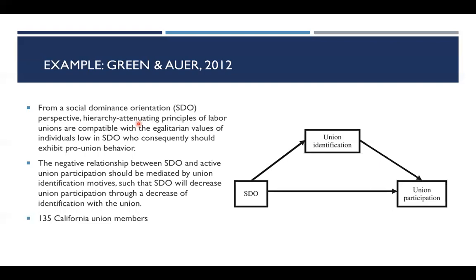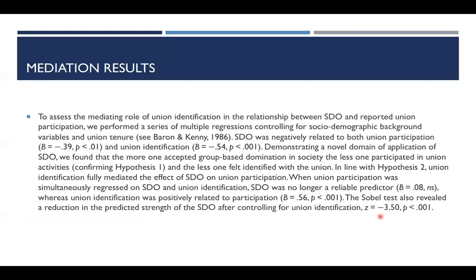All right, and so what they expected, though, was that the relationship between social dominance orientation and union participation should be mediated by union identification motives. So this is how much they see the union as being part of who they are as a worker. So that should explain the relationship between social dominance orientation and union participation.